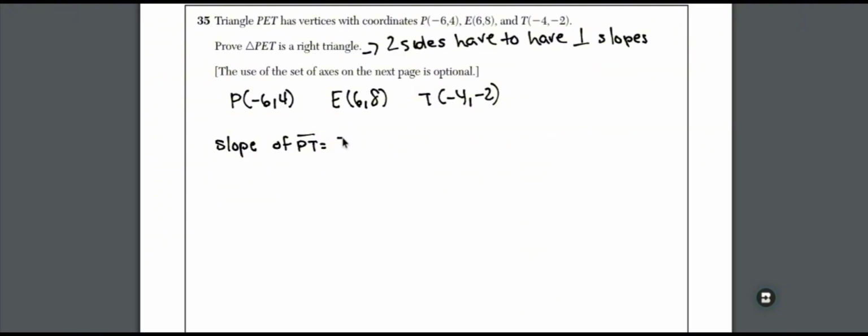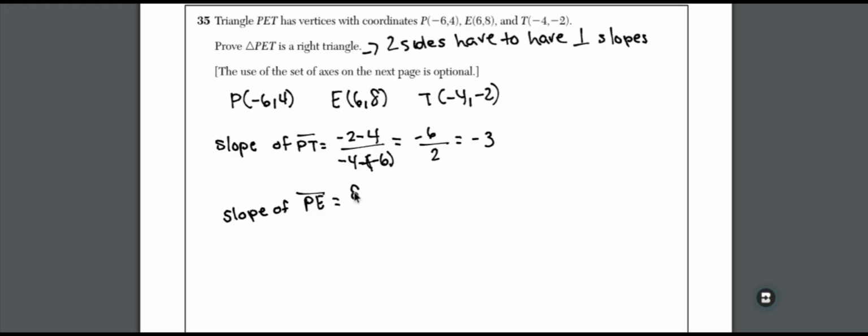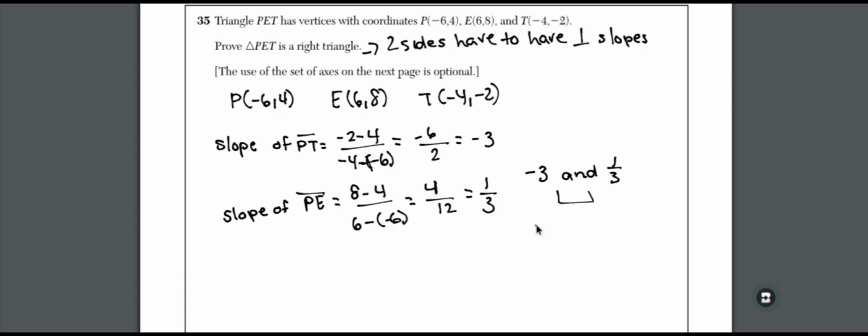So I'm going to read it as -2 minus 4 over -4 minus -6. -2 minus 4, -4 minus -6. So I'm going to get -6 over 2 to get -3. Now I'm going to then find the slope of PE. So PE, so I'm going to do 8 minus 4 over 6 minus -6. Please remember your signs. So I have 4 over 12, which is equal to 1/3. So if I have a slope of -3 and 1/3, I know that these are negative reciprocals.